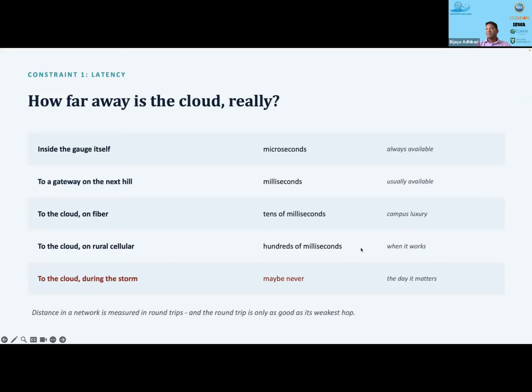So is it always available? Well, it's available when it works. But during a storm, it may not be reachable, so the communication link is cut. The biggest takeaway is that the latency statistics assume there is a permanent link between the edge device and the cloud device. And during a severe thunderstorm, this assumption is the risk.